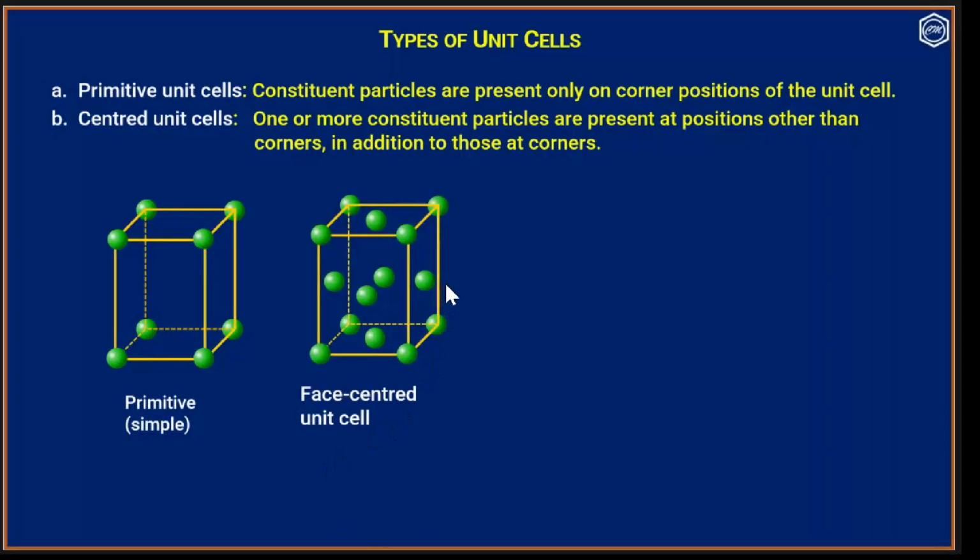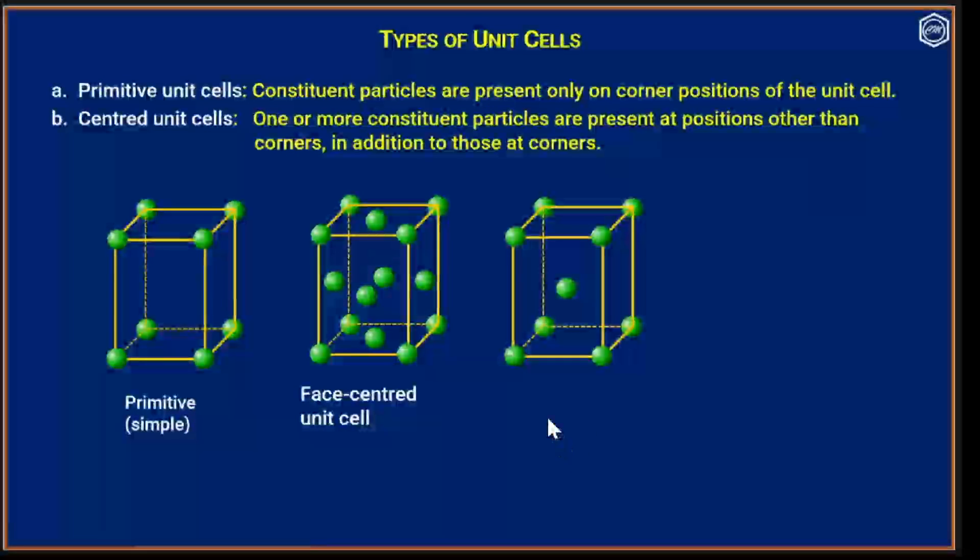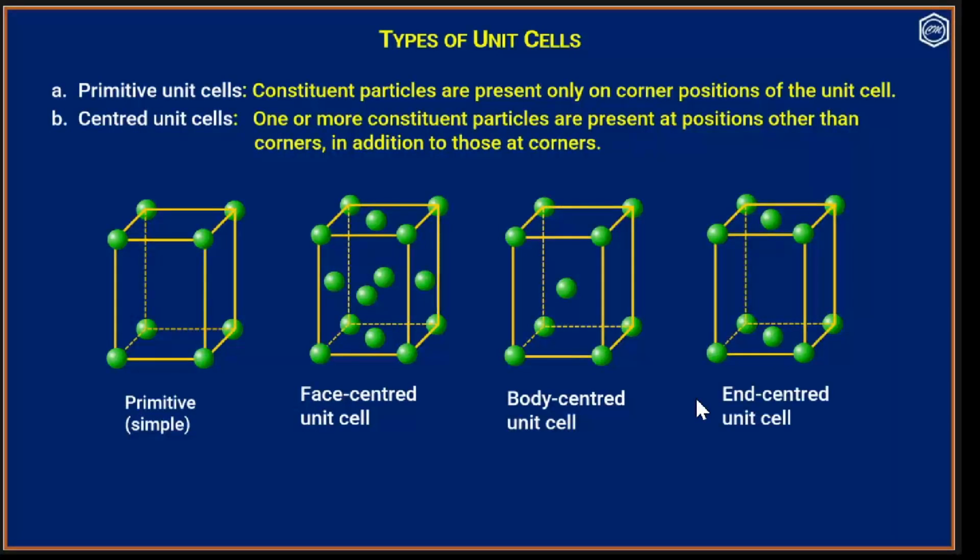And this one is a face-centered unit cell. So at the corners there are points. In addition to that, at the center of each face there will be a point. And this is the body-centered unit cell. In addition to corner points, one point is entirely within the unit cell. And this one is end-centered unit cell. In addition to corner points, there are 2 points at the center of opposite sides.